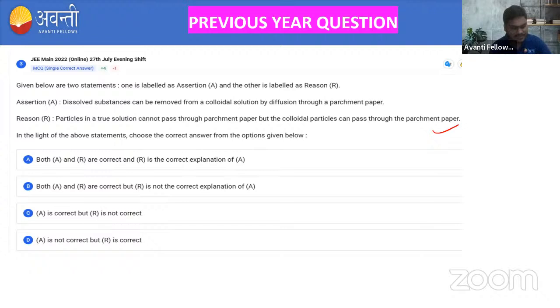Look, the first is the assertion: dissolved substance can be removed from the colloidal solution by diffusing through a parchment paper. This is correct. But the statement that particles in the true solution cannot pass through is not correct, right? Because parchment paper is a semi-permeable membrane which allows the particles of the true solution to pass through as their sizes are small. So this statement is wrong. They do not stop the true solution from passing through. So assertion A is correct, but R is incorrect.